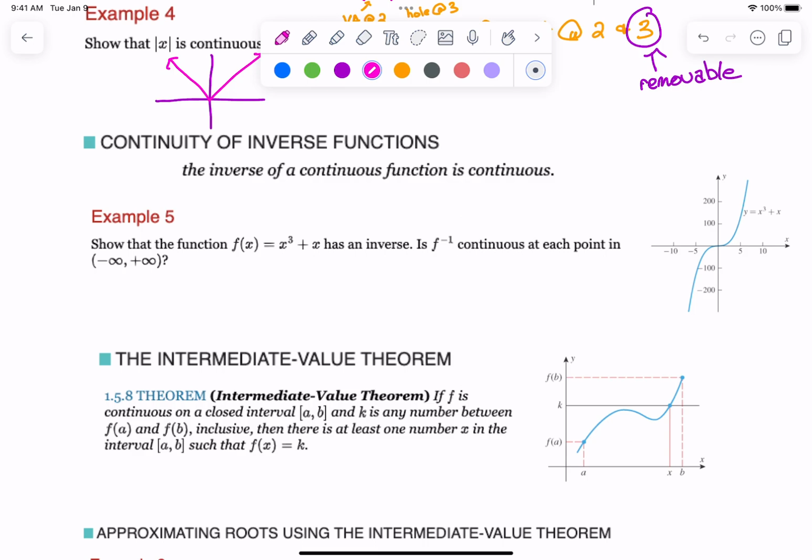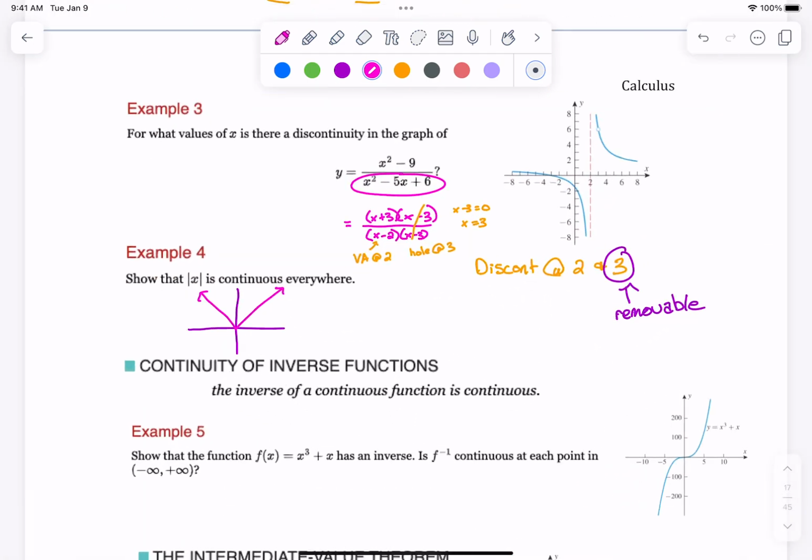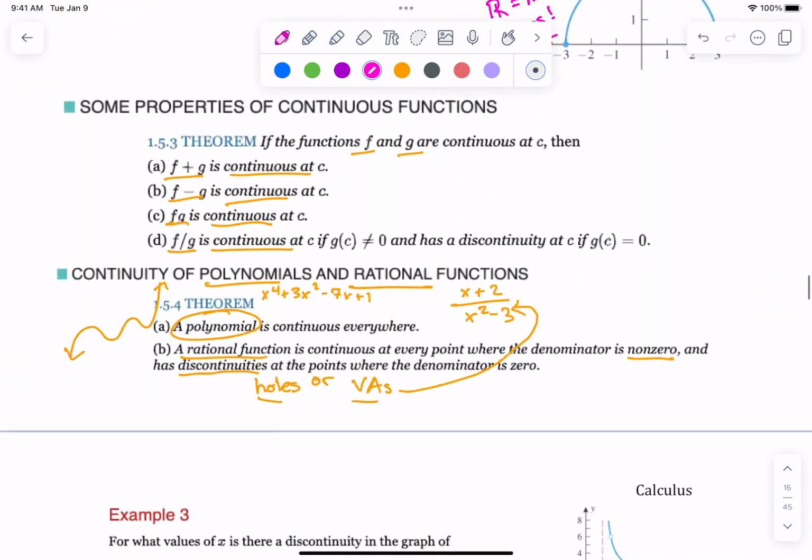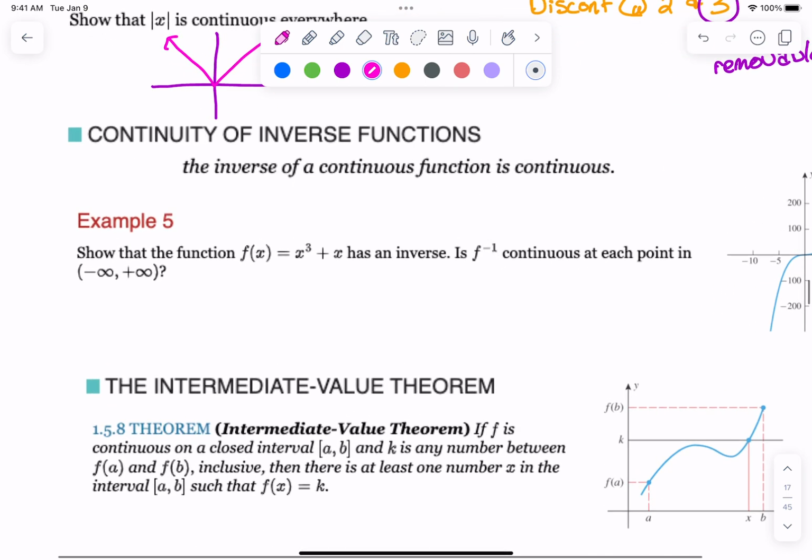Right, hello, Jalen. This is the second half of 1.5 notes. Let me make sure that's true. 1.5, okay. Second half of the notes. We're starting right above example 5. All right, here we go. Put a star by this.